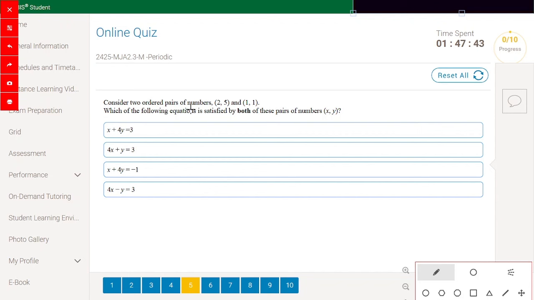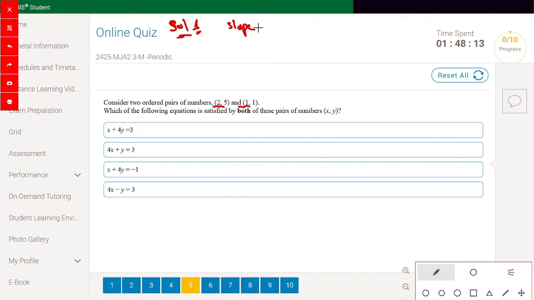Consider two ordered pairs of numbers: 2 and 5, and 1 and 1. Which of the following equations is satisfied by both of these pairs of x and y? So we have two solutions for this one. Let's take solution number 1. We have 2 points, so let's get the slope.